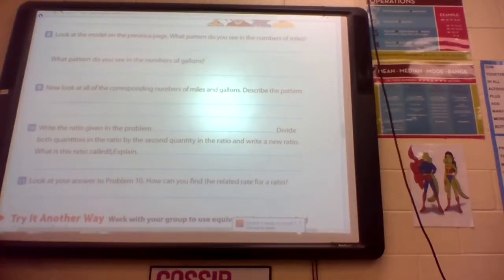All right, the second part says, divide both quantities in the ratio by the second quantity and write a new ratio. So we have 300 to 10, and we're going to divide the top and the bottom by 10. What are we going to get? 30 to 1, right? So what is that called? Rate. 30 to 1 is the rate. Good. That's the second part to number 10. 30 to 1 is your rate.